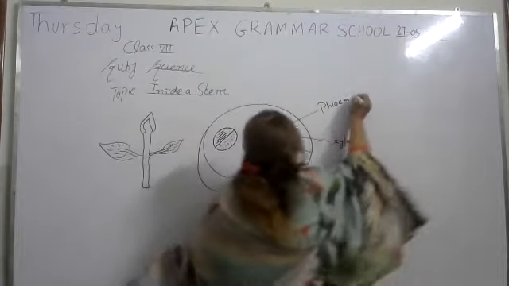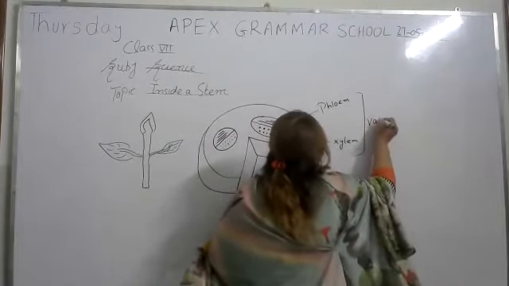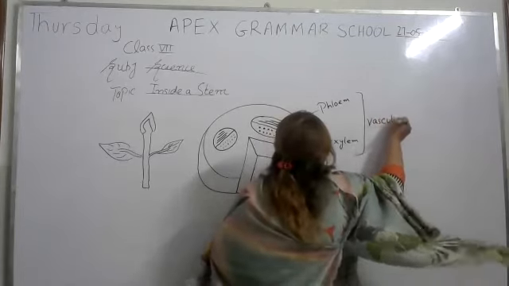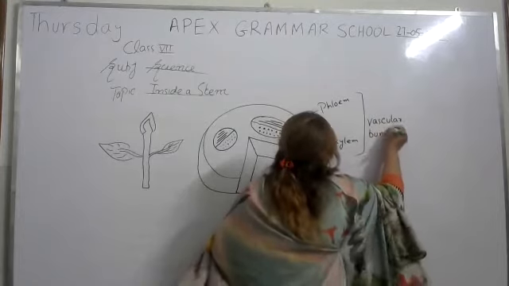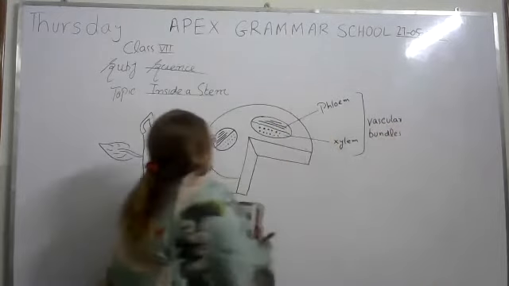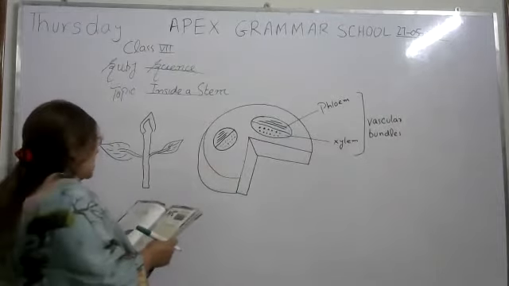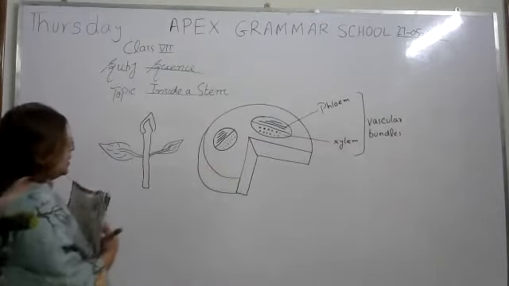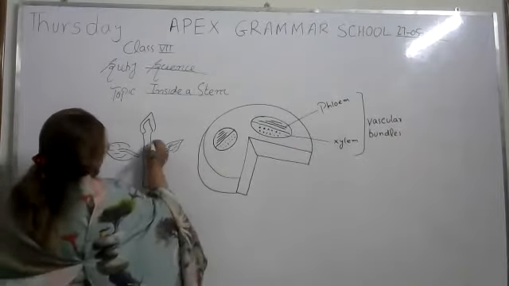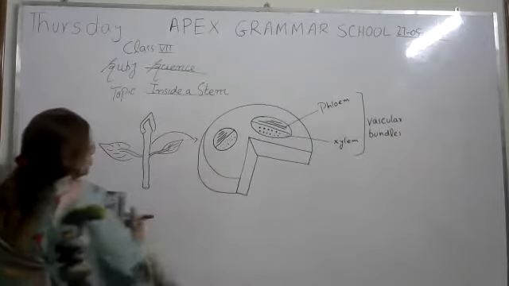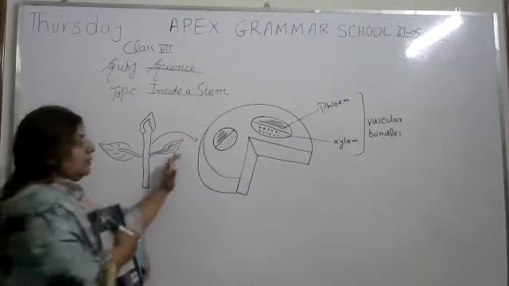Both are called vascular bundles. Okay, so let me explain in detail what the function of these vascular bundles is inside the cell. When we see the internal structure of the cell, this is the internal structure of a cell.